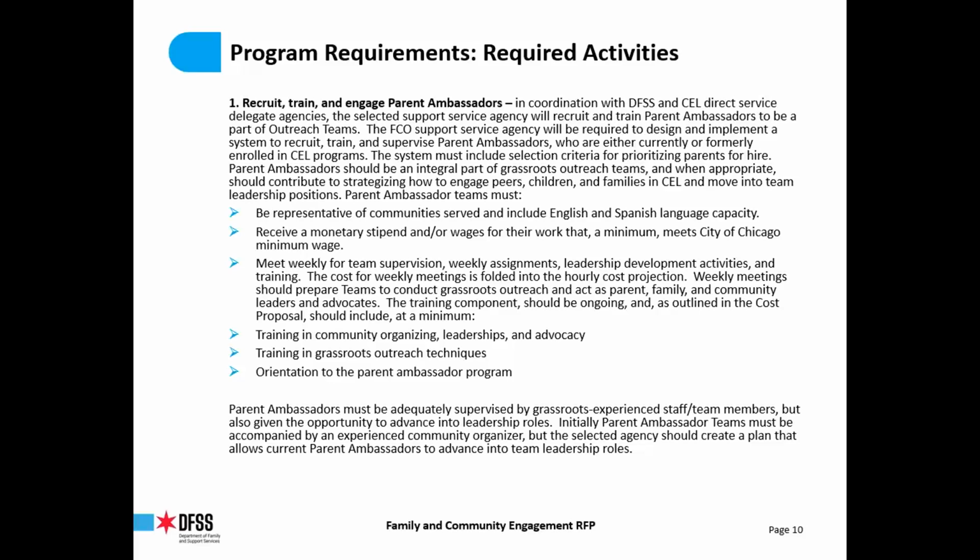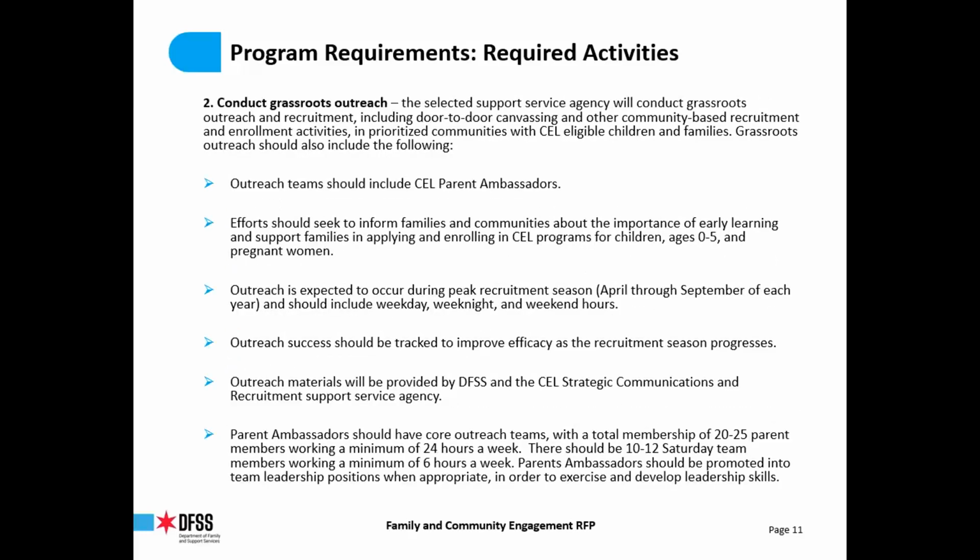So that's the core activity of this support service contractor, is to engage and train these parent ambassadors, or should I say this is the first half of the core activity. And then the second half, I think, is the next page, Tom. Conduct the grassroots outreach. So you train the team, you go conduct the outreach. So these outreach teams, they may initially especially have some of the organization's staff as part of the team, because early on it's a mentoring and coaching kind of situation.